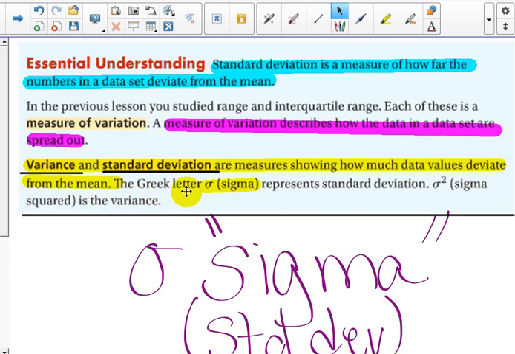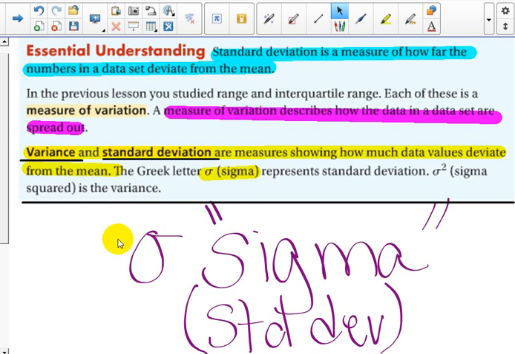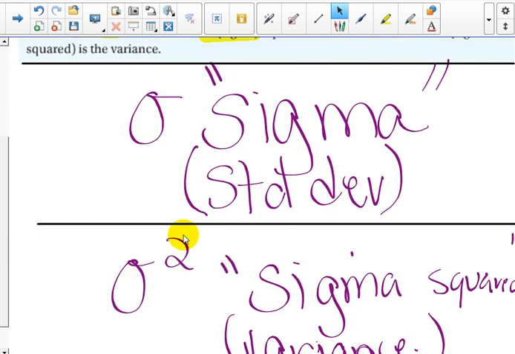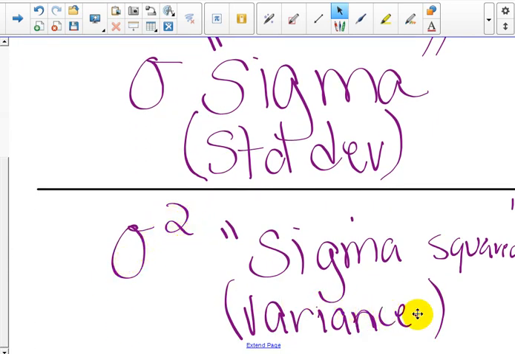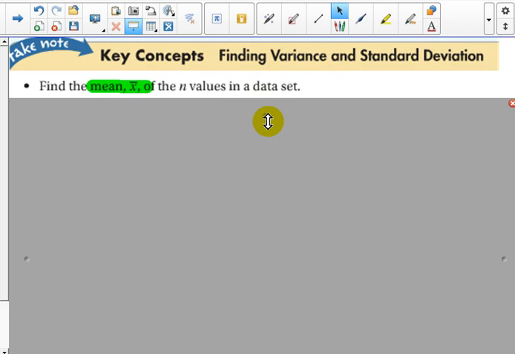We're going to use the Greek letter sigma, which looks like an O with a little dash to the right of the top of it. It represents standard deviation, and sigma squared is the variance. So these are the two things we're going to focus on today. Okay, standard deviation, sigma, and sigma squared, which is variance. Any questions so far? All right, let's move right into our key concepts.